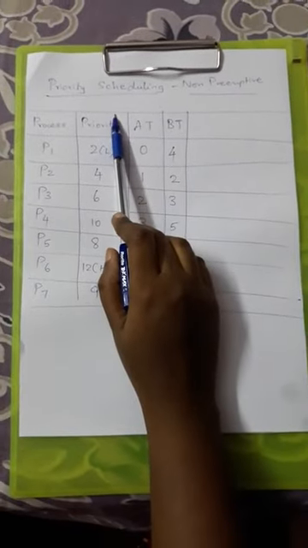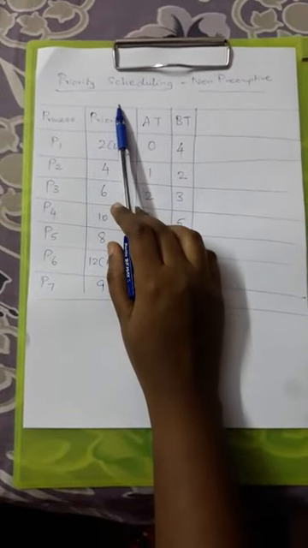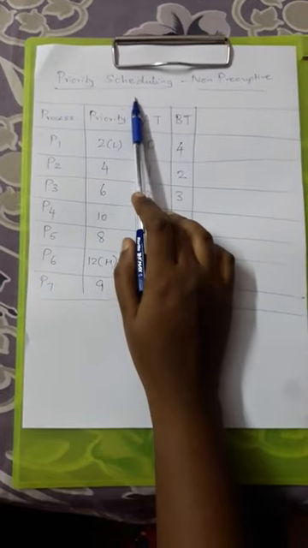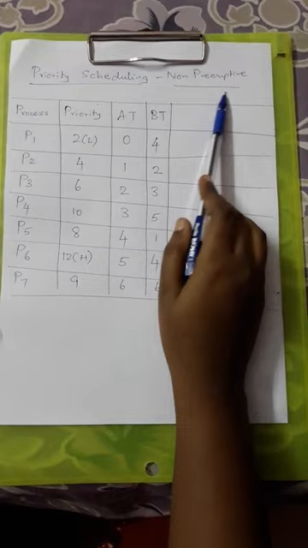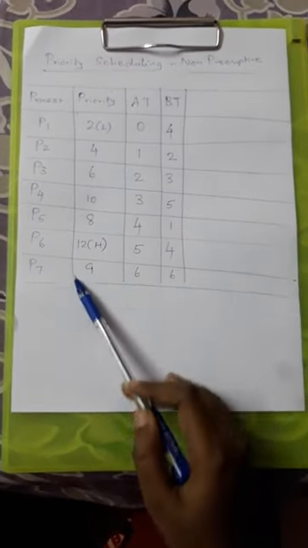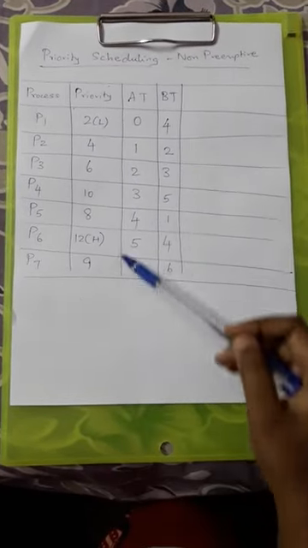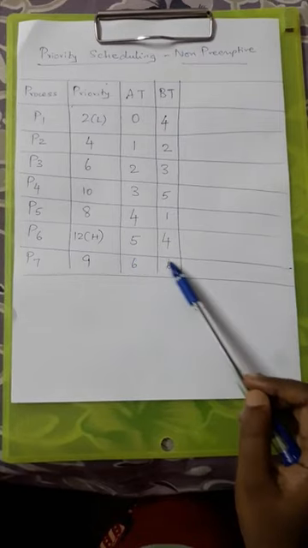In this video, we are going to see about the priority scheduling algorithm. Here we will see the priority scheduling which is of non-preemptive type. Here we are having 7 processes with their priority level mentioned, and their arrival time and burst time.